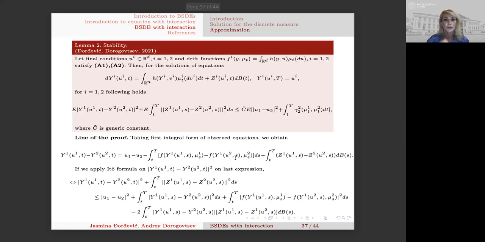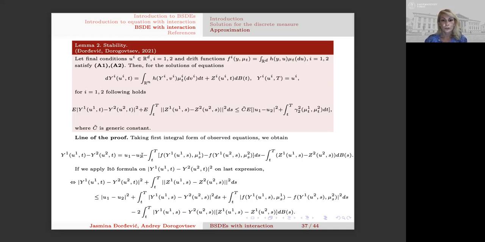The second lemma is actually a very important one, and it is a version of a stability result. So suppose that we have 2 BSDEs of a general form with final conditions y1 and y2 and different drifts, with correspondingly different solutions. Then the difference of their solutions satisfies some kind of inequality given in this line. So it is bounded with respect to the final conditions as well as the Wasserstein distance of order 2.